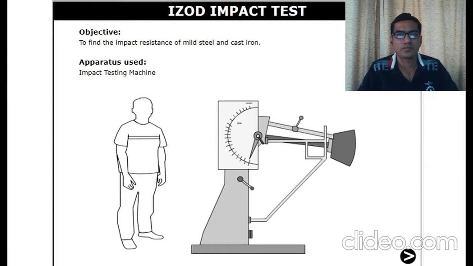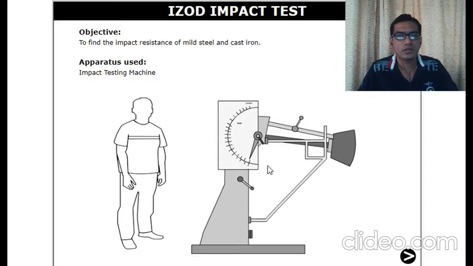Hello everyone. Today we will perform the Izod impact test. The objective of this test is to find out the impact resistance of mild steel and cast iron material. To perform this test, the apparatus used is called an impact testing machine.